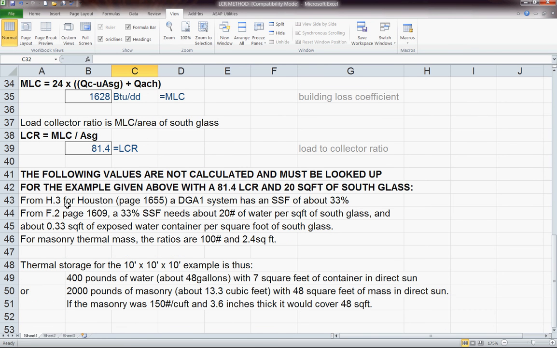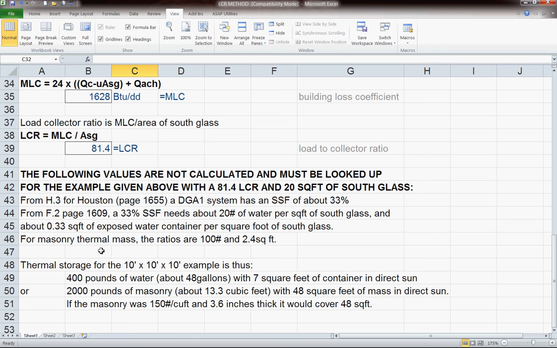We go to the appropriate table for the location, for the system type, and for the load collector ratio, and it will tell us that we get a solar savings fraction of about 33% for this application. Then we can look up the ratios of mass depending upon strictly solar savings fraction. So a 33% solar savings fraction dictates about 20 pounds of water per square foot of south glass, with 0.33 square feet of exposed water container per square foot of south glass.